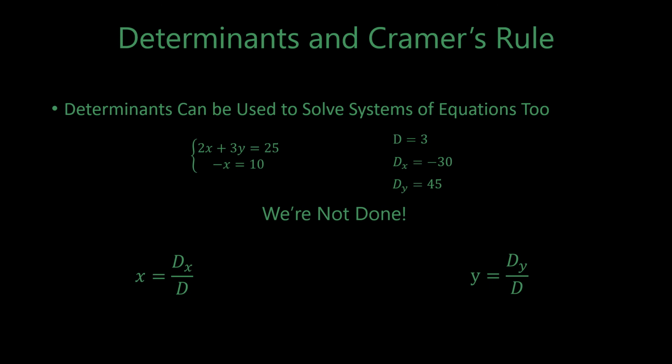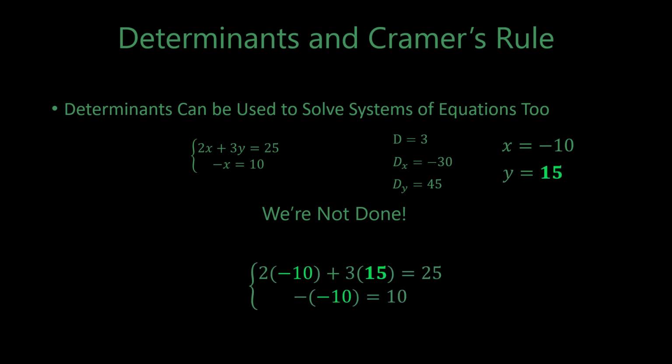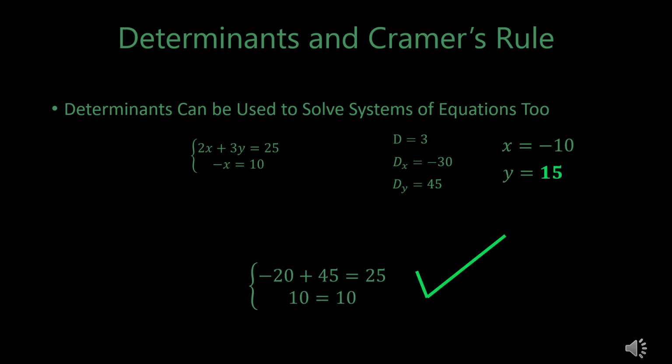To find the solution to our system, we take the determinants we found and do some basic division. So for x, we get the determinant of x over the main determinant, which is -30 over 3, so x is -10. And we're going to do the same thing for y. The determinant for y over the main determinant, which is 45 divided by 3, so y is 15. But we're still not done. We're going to plug our answers into our original equation, and everything checks out.